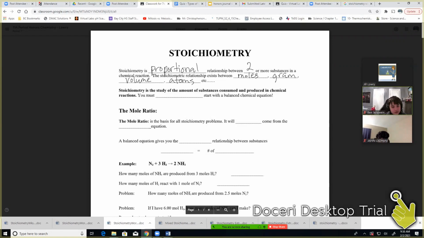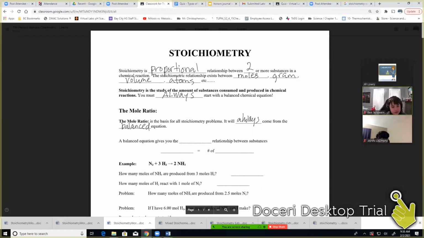And so you must always start with a balanced equation. And just because I give you an equation, don't assume it's balanced. You got to go and check that, okay? The mole ratio is the basis for all stoichiometry problems. It will always come from a balanced equation. Once again, repeating that so you'll remember how important that is.